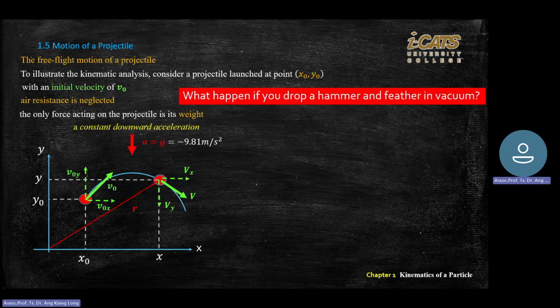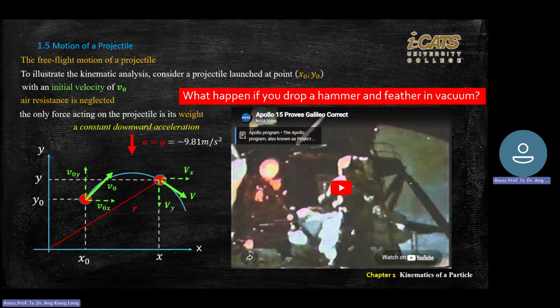Okay, so this is just a space question. If you drop a hammer and a feather in space, both have different weight, but in zero gravity, what happens? Will they arrive at the same time, or will the hammer drop first? Sorry, a vacuum.